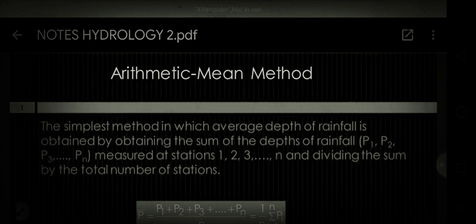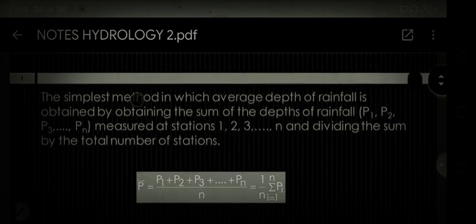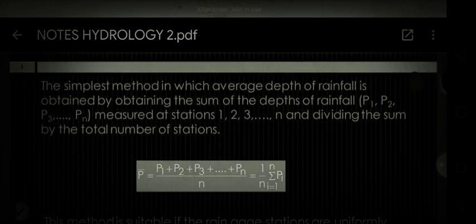First method is the arithmetic mean method, the simplest method, in which the average depth of rainfall is obtained by taking the sum of the depths of rainfall, that is P1, P2, P3 and Pn and so on, measured at stations 1 to n, and dividing the sum by the total number of stations used.